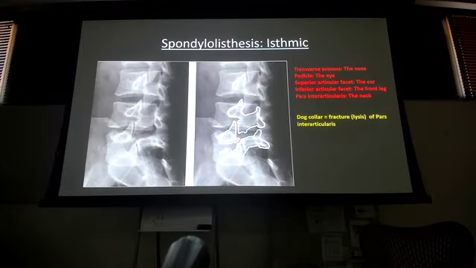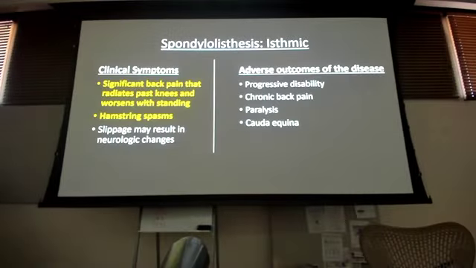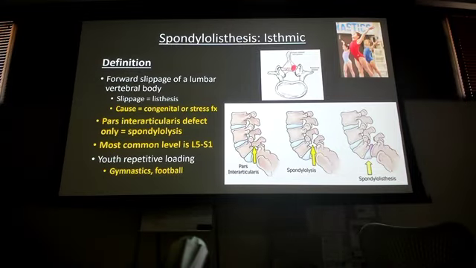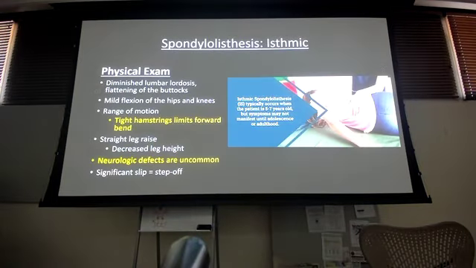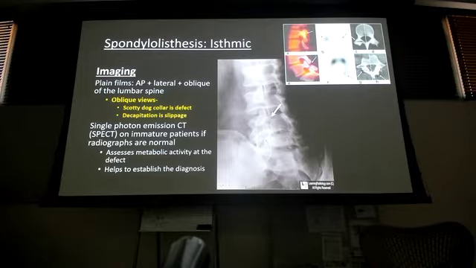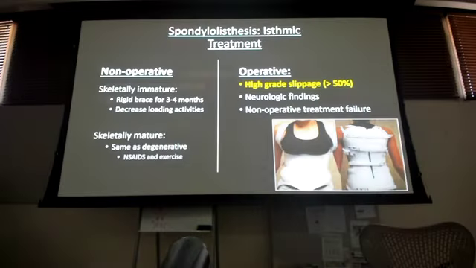Going back real quick, it goes through isthmic here. It doesn't really talk about degenerative. But again, isthmic is going to be the younger patients, football players, high school. And then degenerative, do you think that's going to be older dudes like me?